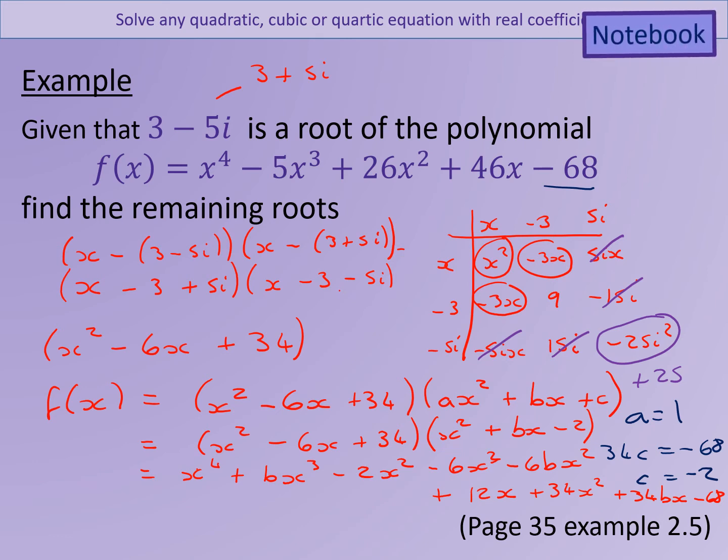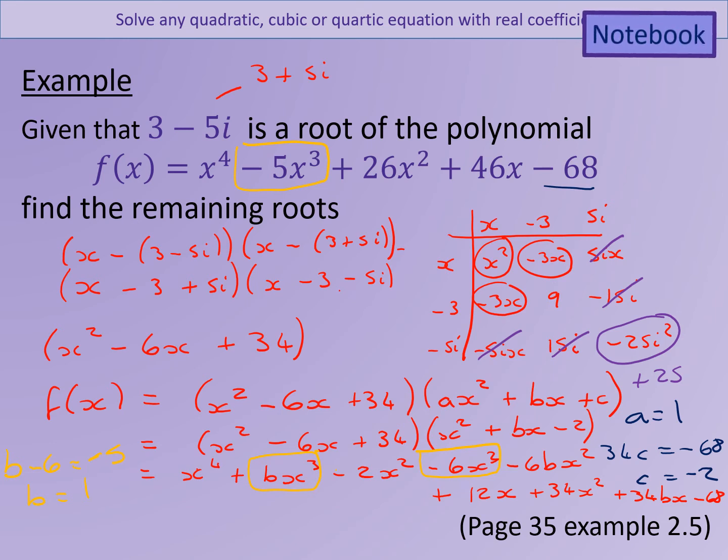I'm going to compare the x cubed coefficients. So I can see in the expanded answer, I've got bx cubed, I've got minus 6x cubed. So that is b minus 6. In the expression at the top, in the original quartic, I've got minus 5x cubed. So therefore, I can conclude that by comparing the coefficients of x cubed, b minus 6 equals negative 5. So b will equal 1.